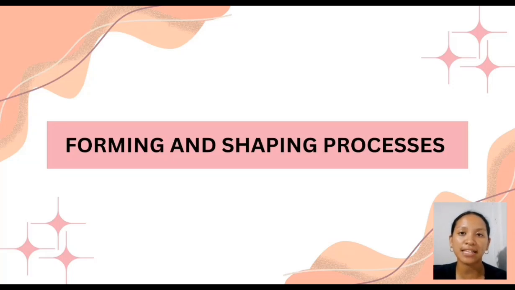But before that, let me ask you a question. What are forming and shaping processes? Well, forming and shaping processes are manufacturing methods used to change the size, shape, or geometry of raw materials like metals, plastics, ceramics, or composites into desired products without removing material, unlike machining. These processes rely on applying force, heat, or pressure to reshape the material.